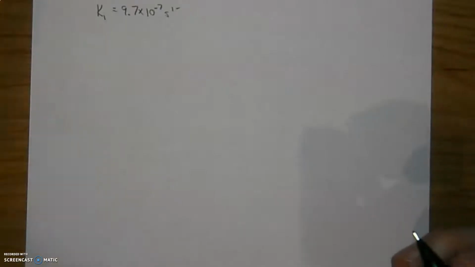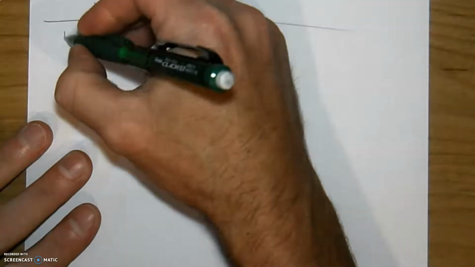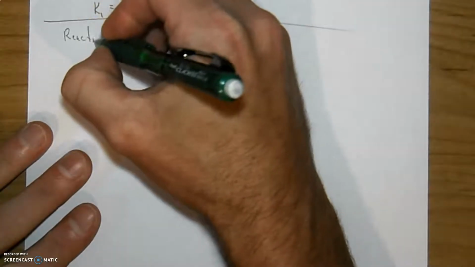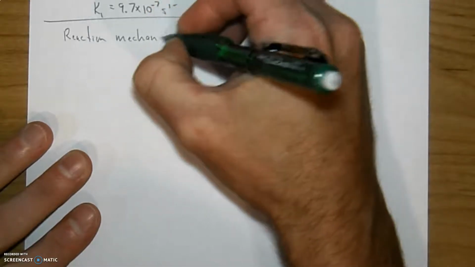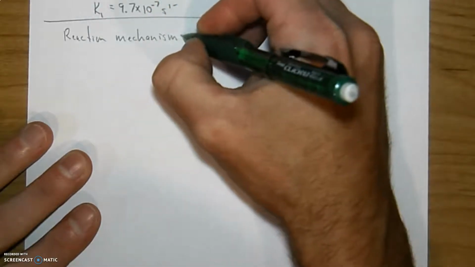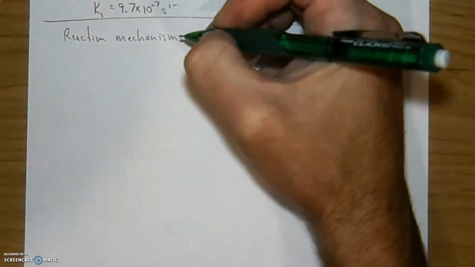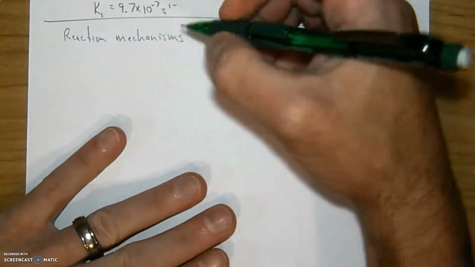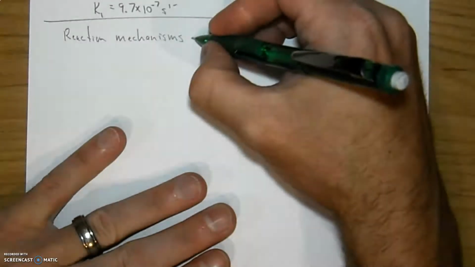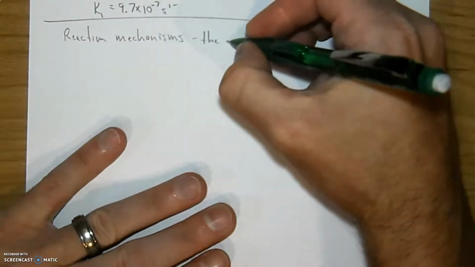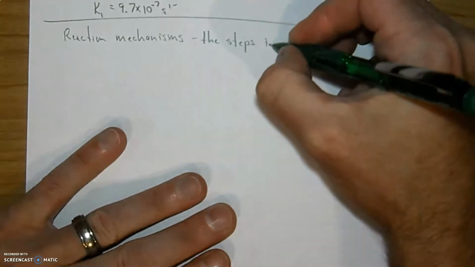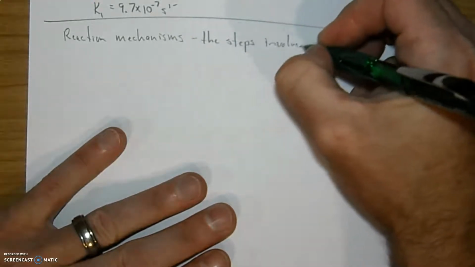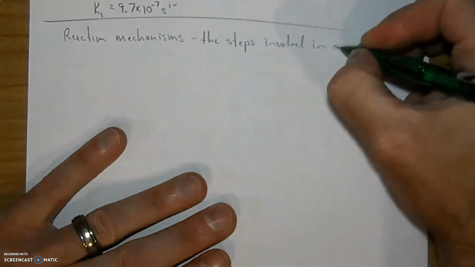The last thing we need to cover for this chapter is reaction mechanisms. So this goes to the idea that reactions can, and many times do, proceed in multiple steps. So we'll go ahead and write this out. These steps involved in a reaction.